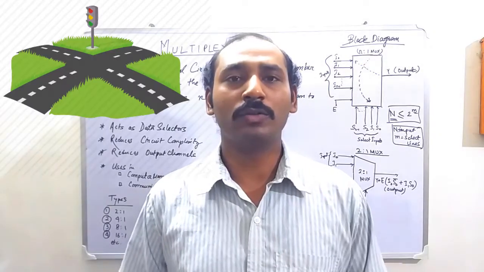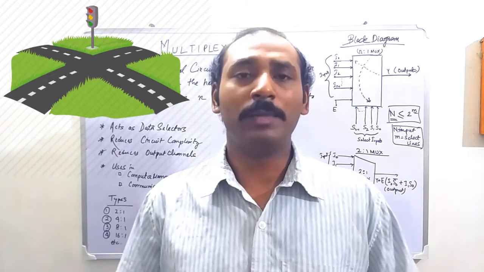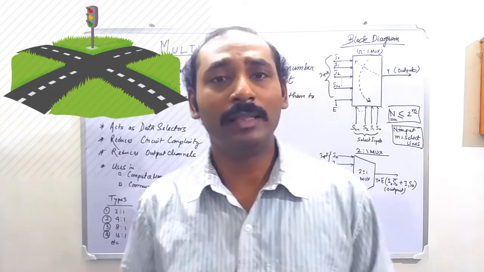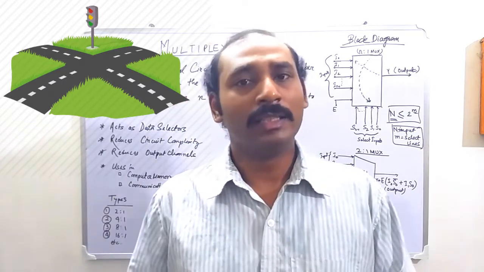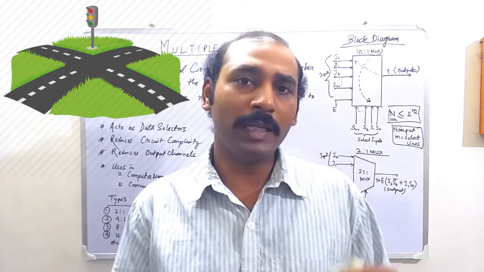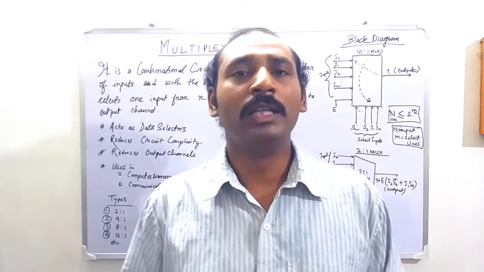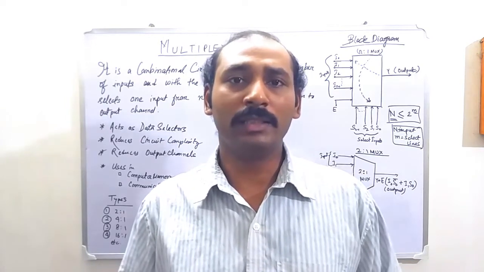Have you seen a crossroad where the traffic is being controlled by the traffic signal? What happens there? They select one lane from the crossroad, leaving the other lanes blocked so that they can pass the traffic. The same thing happens with every lane of that crossroad until the traffic clears out. Here in digital electronics, we'll be learning something like that.